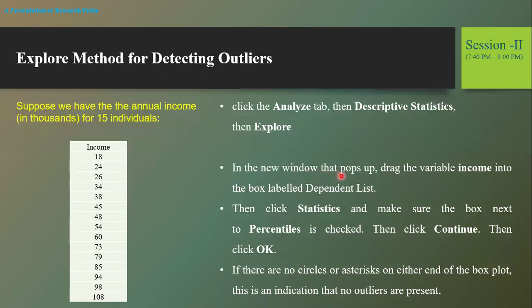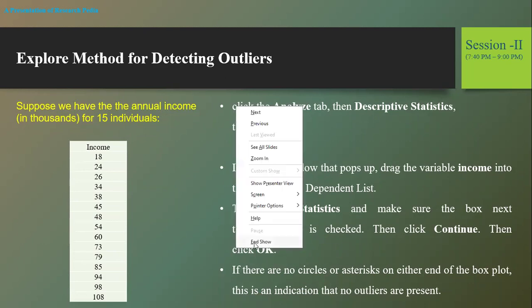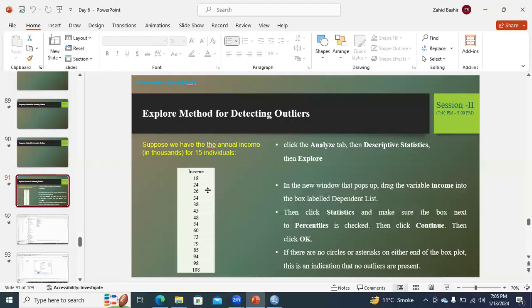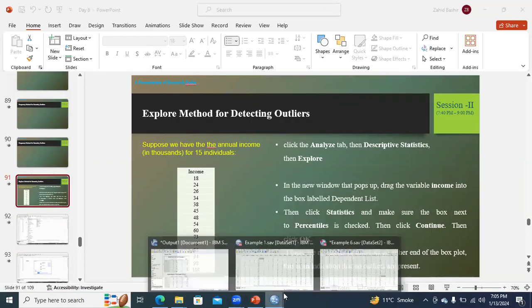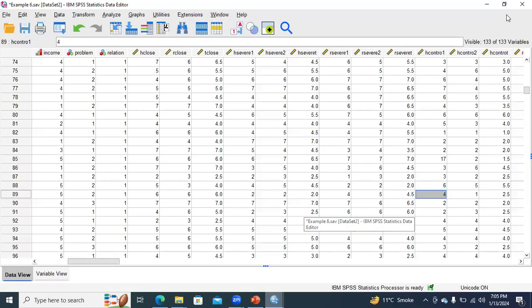In the new window that pops up, drag the variable into the box labeled Dependent List, then click Statistics and make sure the box for percentiles is checked. Then click Continue, then click OK. If there is no circle or asterisk on either side of the box plot, this is an indication that no outliers are present. So how can we apply this procedure? You simply need to create a new data set over here.